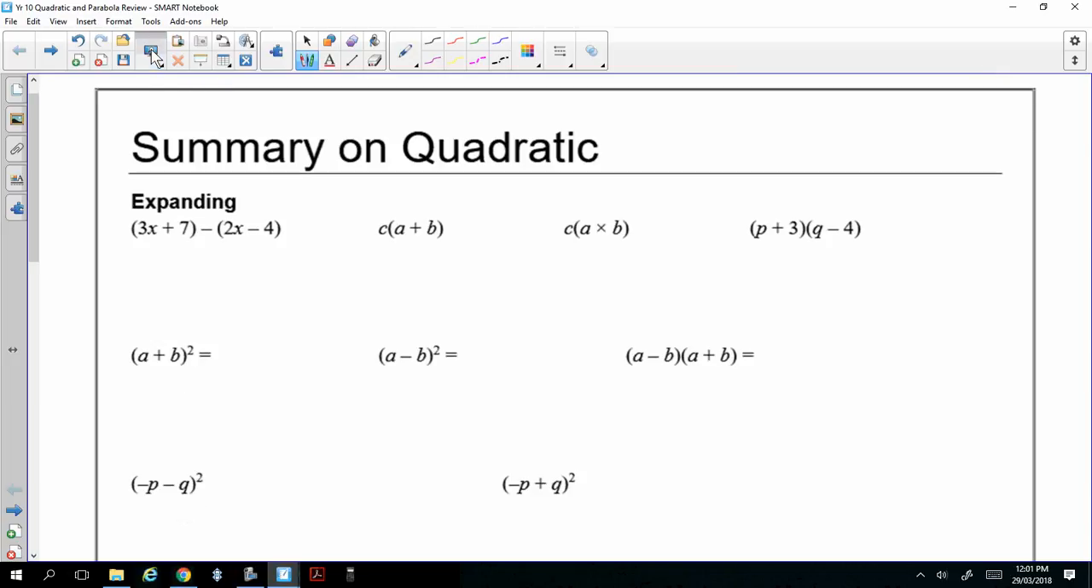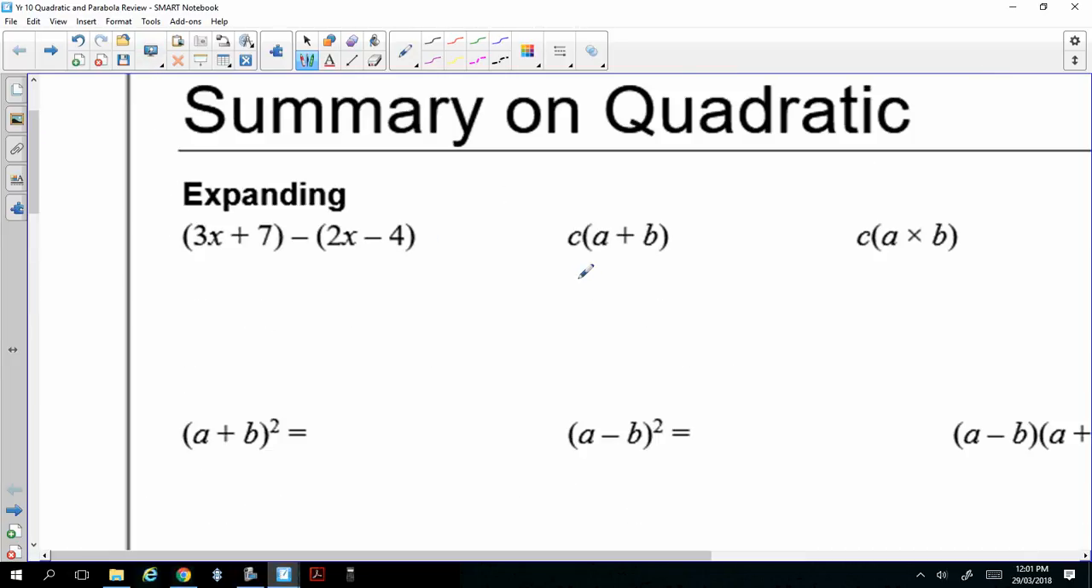Alright, so we'll do revision of quadratics today plus some parabolas. Starting with the first question.